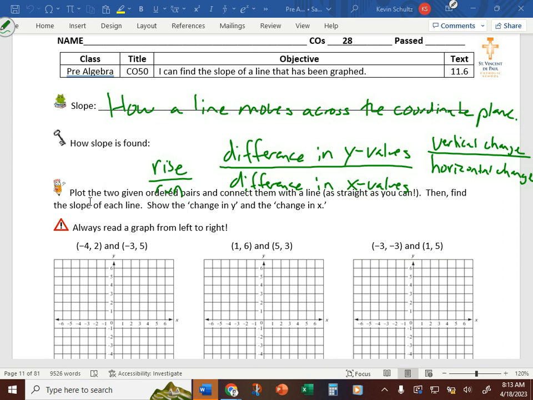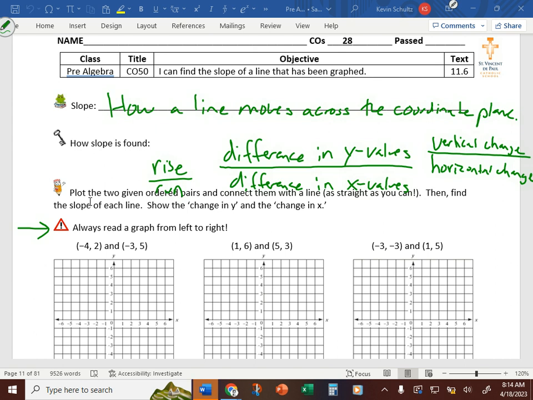So it says plot the two given pairs and connect them with a line as straight as you can. Then find the slope, show the change in y and the change in x. Okay, and you always read a graph from left to right. That's kind of a key point there, just like you read words from left to right on a page. Make sure you read a graph from left to right as well, and we'll see why that is shortly.